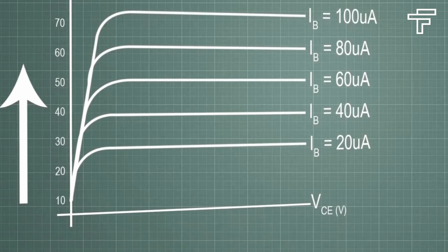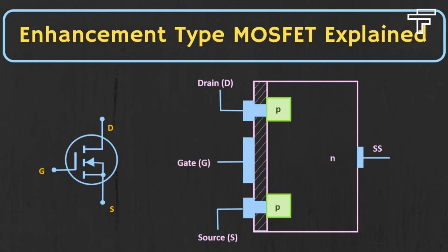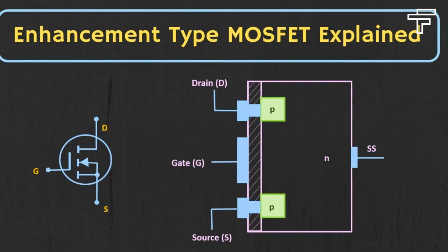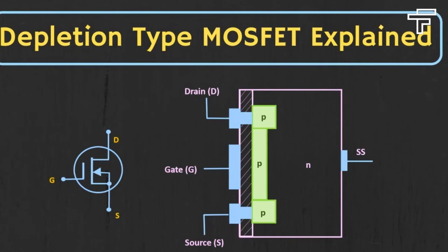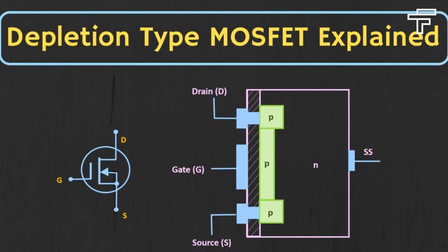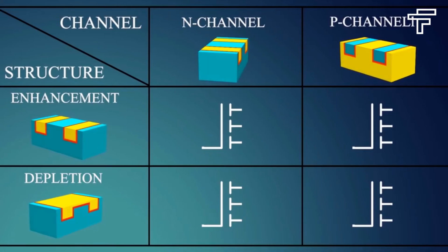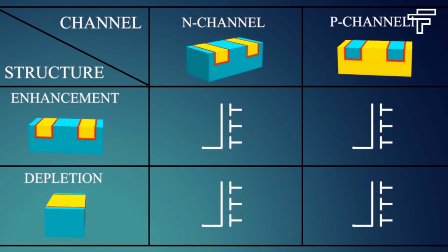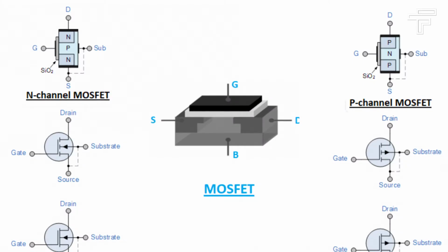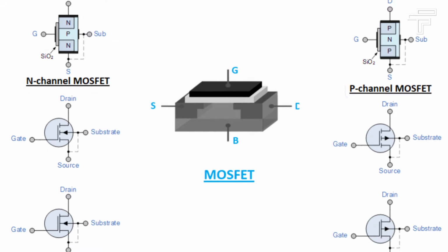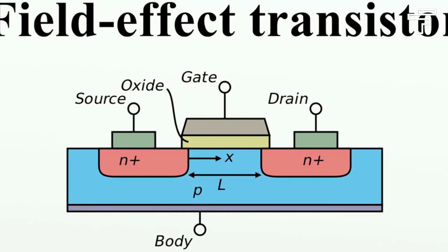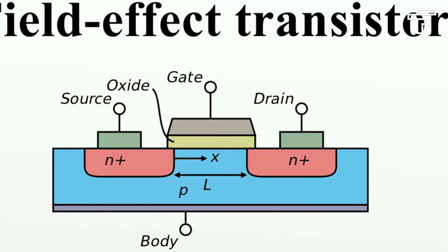The MOSFET is classified into two types based on the type of operation, namely enhancement mode MOSFET, E-MOSFET, and depletion mode MOSFET, D-MOSFET. These MOSFETs are further classified based on the material used for construction as N-channel and P-channel. So in general, there are 4 different types of MOSFETs: N-channel depletion mode, P-channel depletion mode, N-channel enhancement mode, P-channel enhancement mode.